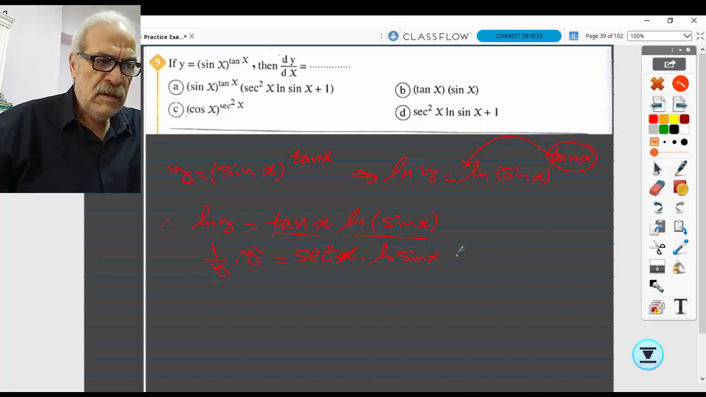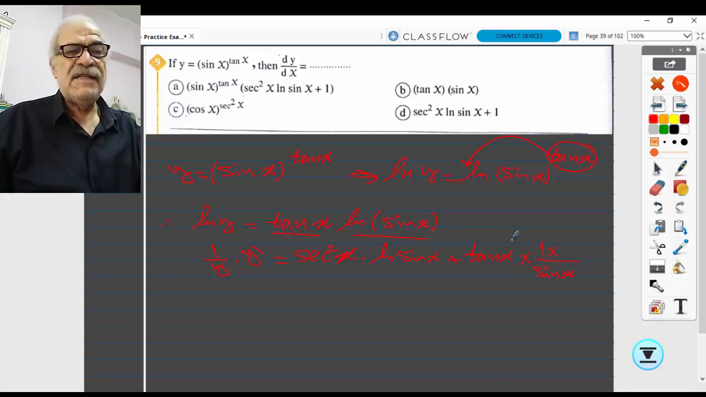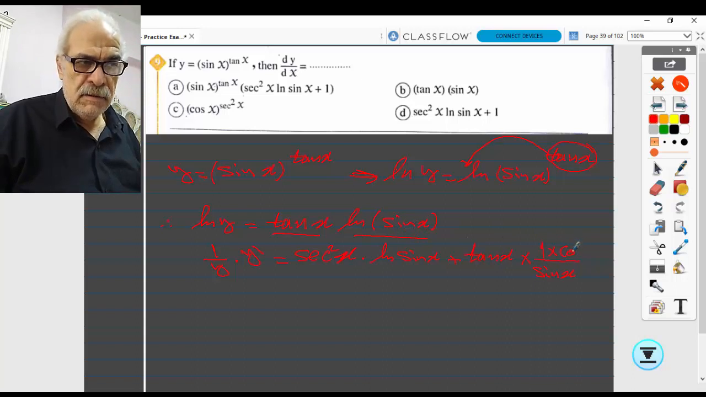Okay, plus we keep tan x multiply the derivative of ln sine x. So it will be 1 over sine x multiply the derivative of sine x. What is the derivative of sine x? It is cosine x.